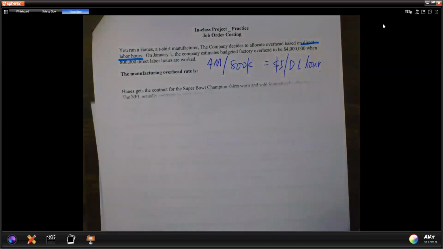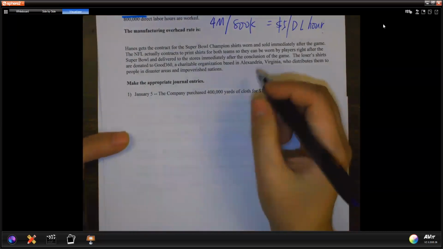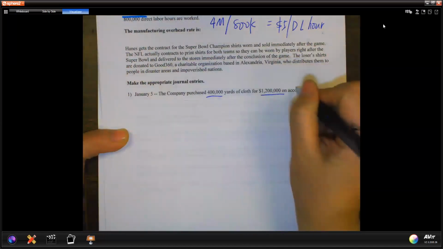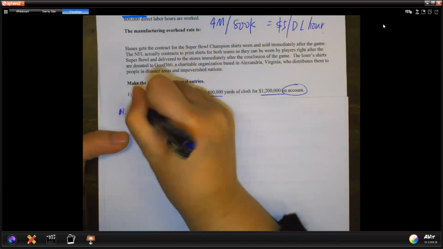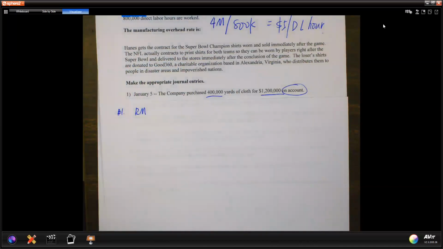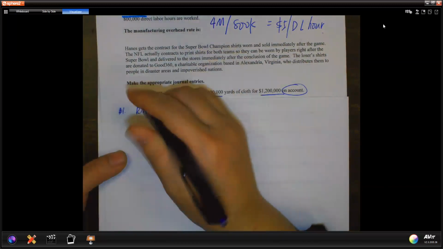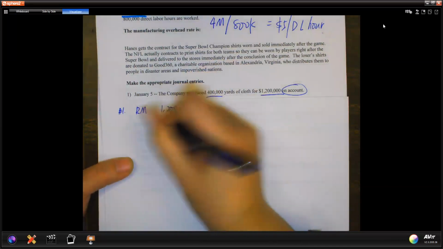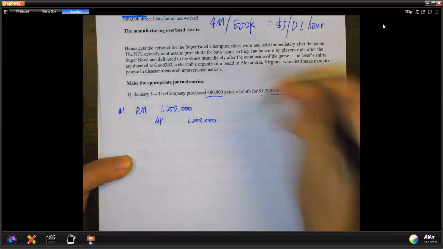Okay, so let's do the journal entry. First one: purchased materials on account. So you will have raw material, or direct material, or just inventory. I don't worry too much; whatever you are comfortable with in your financial accounting, you can put there. Raw material, direct material, 1,200,000. I put it there. And then we have our accounts payable, because we bought on account.